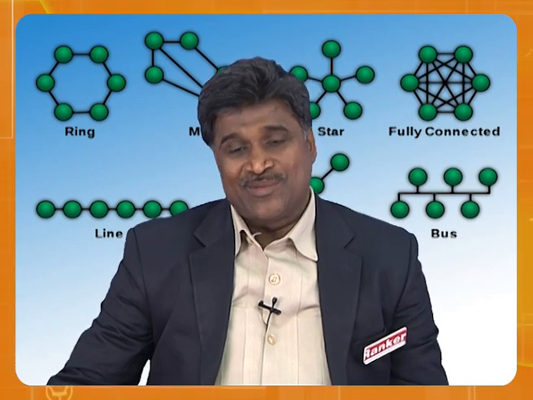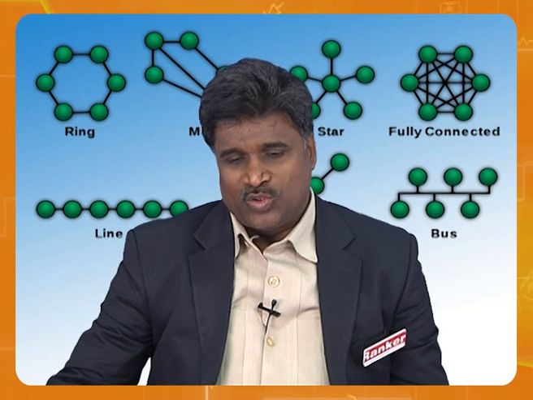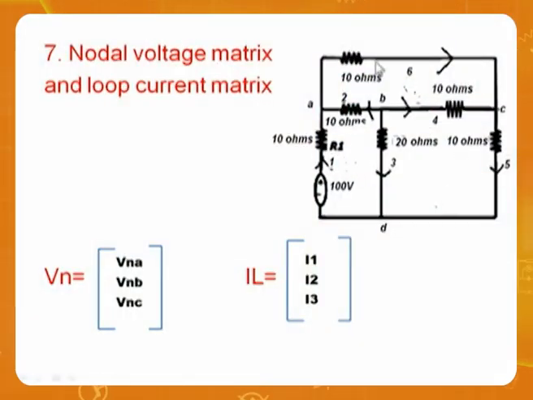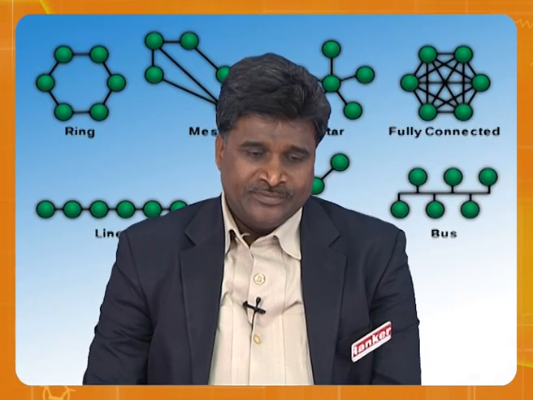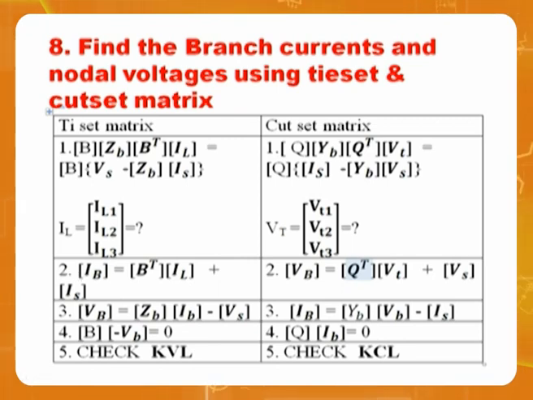The next one, link matrix. What are the links we have? The loops we have: first loop, second loop, third loop. So 3 loops, loop currents, 3 nodal voltages. And if you observe how I am going to use this, please observe this table. This table is giving the climax.